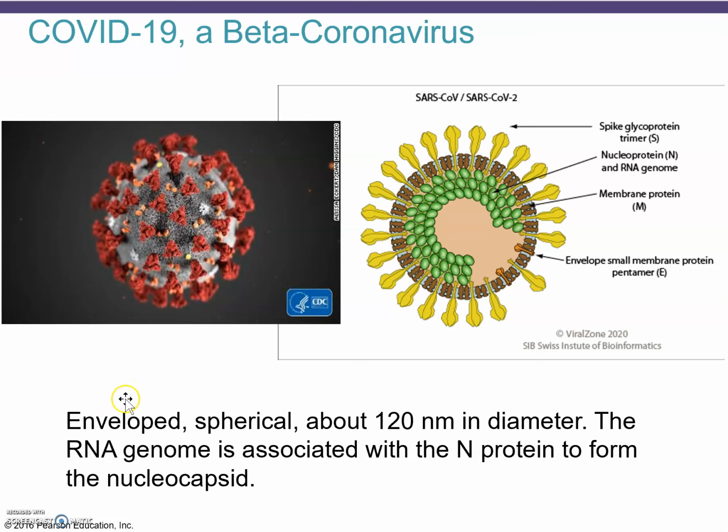Here are a couple more images. One is a diagram here. All the same thing. It's very related to the SARS-CoV-2 virus, and the whole virus is enveloped, spherical, about 120 nanometers in diameter. The RNA genome is associated with the N protein to form the nucleocapsid.